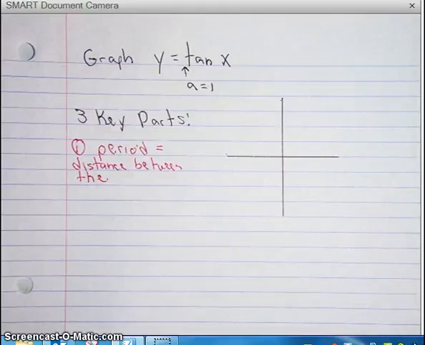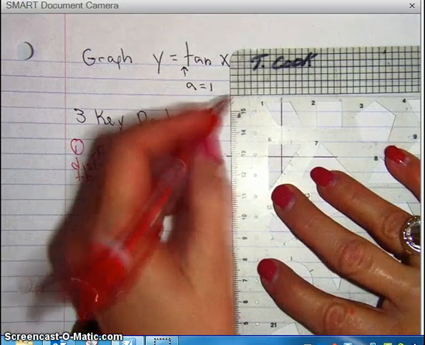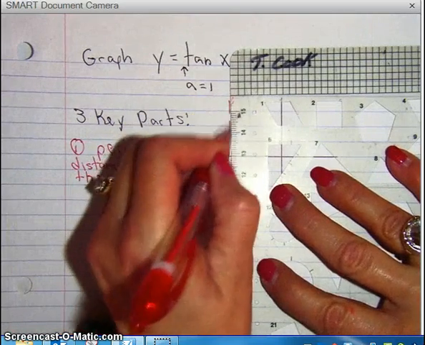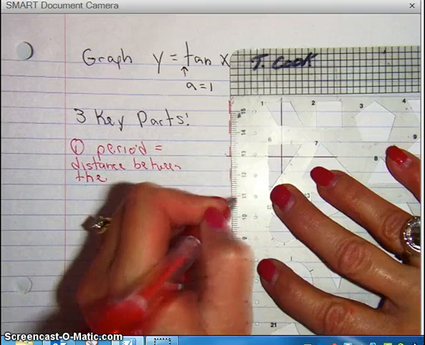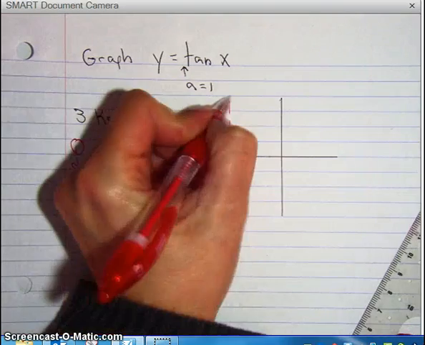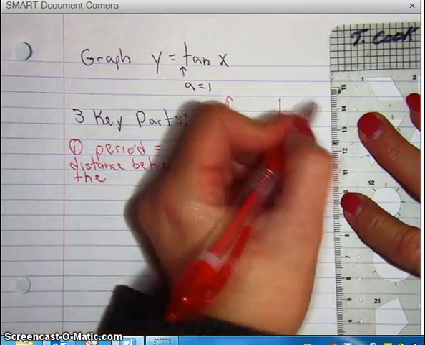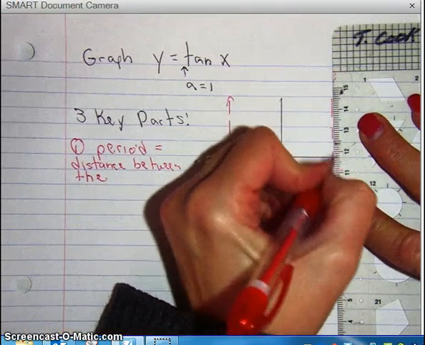Okay. When we graphed tangent, we had some dashed lines. Does anybody remember what those were called? Sydney, what are those called? Asymptotes. Okay. The asymptotes of a tangent graph determine its period. So where the asymptotes are determine the period. Do you want to draw those? Sure.